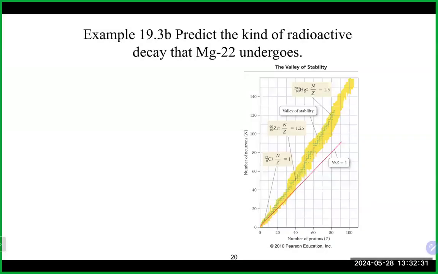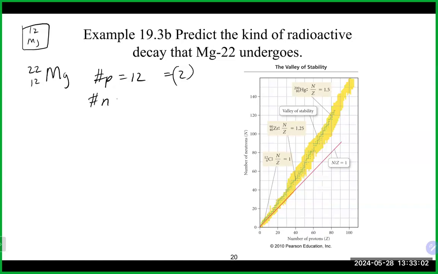So let's take a look at magnesium 22. What kind of radioactive decay is going to happen with magnesium 22? The first thing we want to figure out is what is the ratio? If we go to the periodic table, magnesium is 12, and that is our atomic number. So the number of protons is 12, which is our Z. The number of neutrons is going to be 22 minus 12, which is 10 in this case.